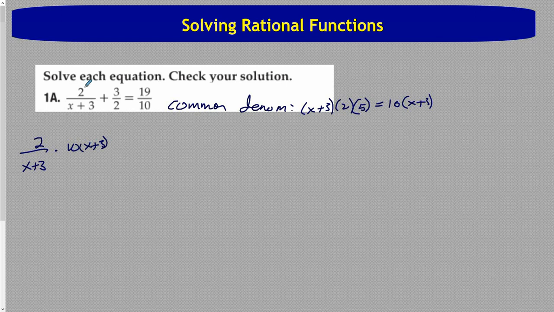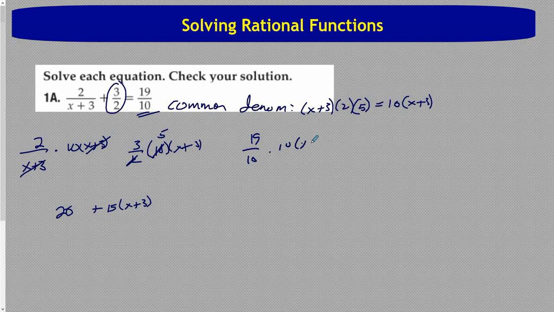So I'm multiplying the first fraction by 10 times x plus 3. But the x plus 3's cancel, and I just have 2 times 10, which is 20. Then I multiply this fraction, 3 over 2, times 10 times x plus 3. 2 goes into 10 5 times. Now it's 3 times 5 times x plus 3, or 15 times x plus 3. And then I do the last one, 19 tenths times 10 times x plus 3. The 10s cancel, and I'm left with 19 times x plus 3.